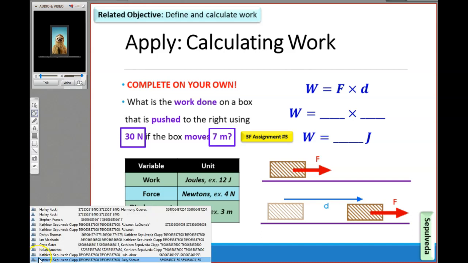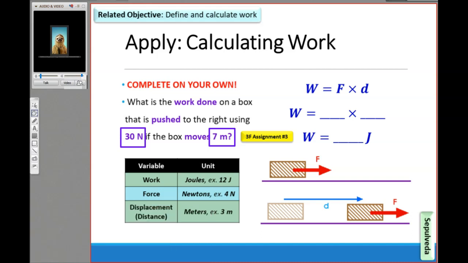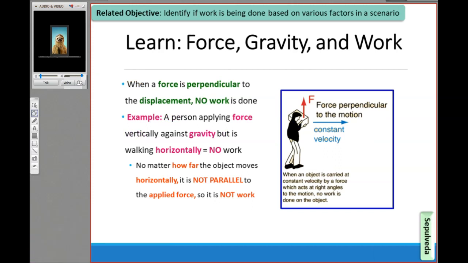Remember, if you missed this question, you always have the recording this afternoon in order to get it. So now we're going to talk about force, gravity, and work. What does this all mean? Well, when a force is perpendicular, remember what perpendicular means. It's not parallel. Perpendicular is when two lines meet, when they intersect. So these two lines meet together, perpendicular to the displacement, and no work is done. So you have to have displacement, you have to have force, and they have to be parallel. If they are perpendicular, there is no work.